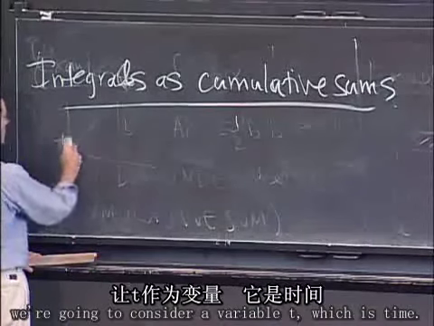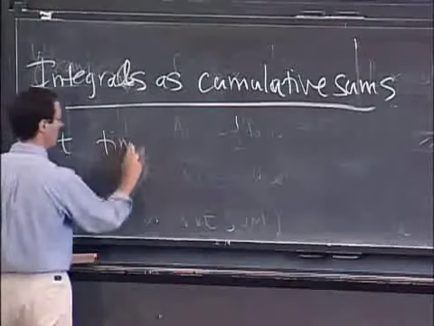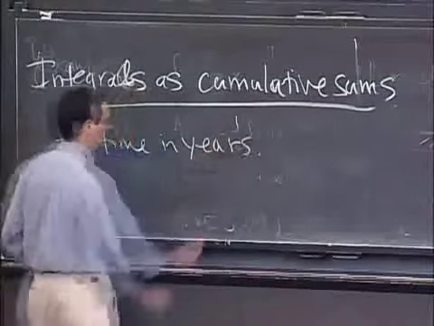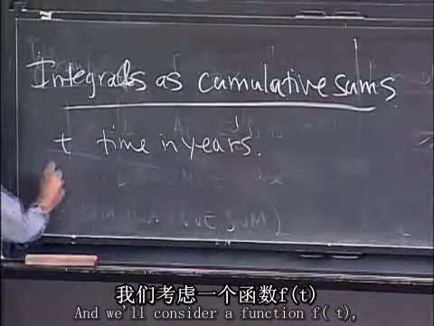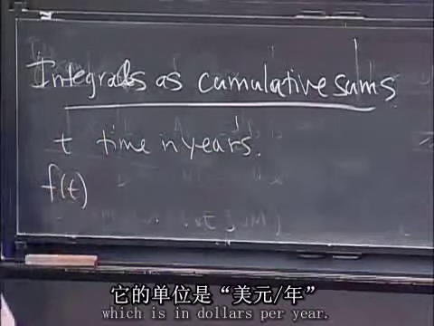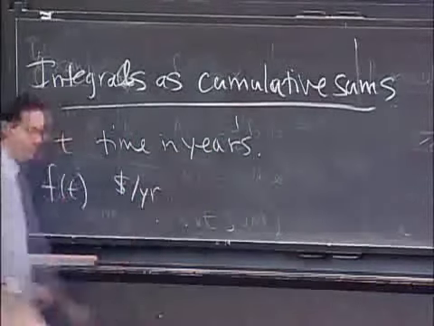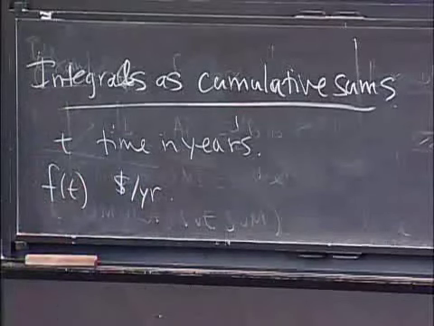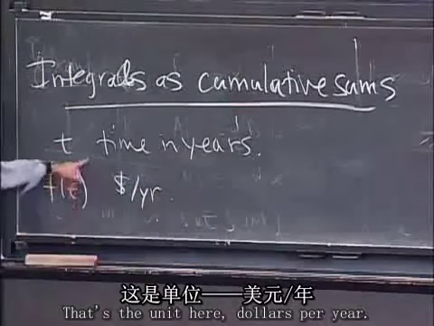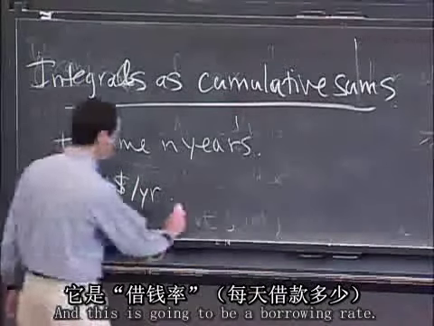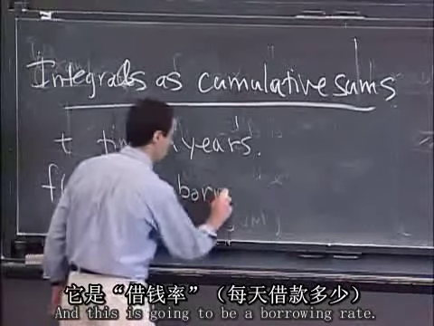We're going to consider a variable t, which is time in years, and we'll consider a function f of t, which is in dollars per year. All right, this is a financial example here. That's the unit here, dollars per year. And this is going to be a borrowing rate.